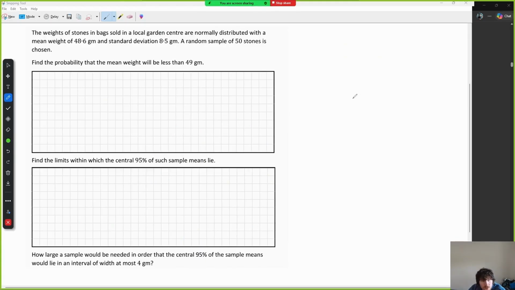Okay, then part B here is find the limits within which the central 95% of such sample means lie. Now that is an extremely complicated statement, and hopefully you've given this a go and tried to work out what they mean. That is an extremely complicated way of saying construct a 95% confidence interval for how the sample mean should be distributed around the mean. That's literally just construct a 95% confidence interval, and the limits are obviously the ends of the interval. When you have mu is less than this and there's a number here and a number here, they're the limits.